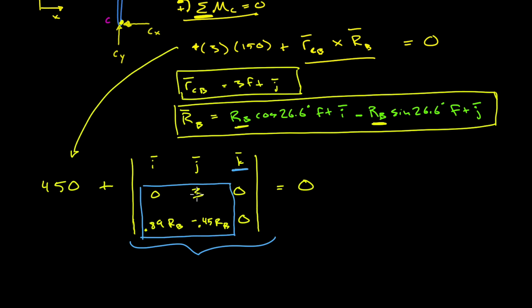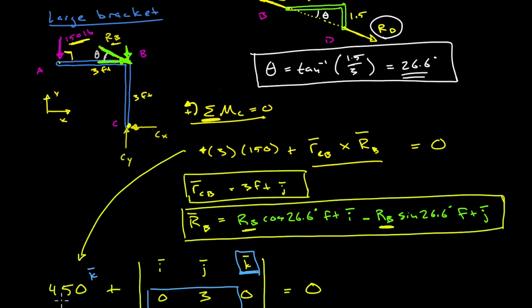So the determinant of this 2 by 2 matrix would be 0 times minus 0.45 RB minus 3 times 0.89 RB. So the only component that survives here is going to be 0 minus 3 times 0.89, which is about 2.67, and that's going to be scaled up by RB. And just to be completely consistent here, that's actually a vector in the k direction. That's this piece here. And this 450 is actually also a vector in the k direction.